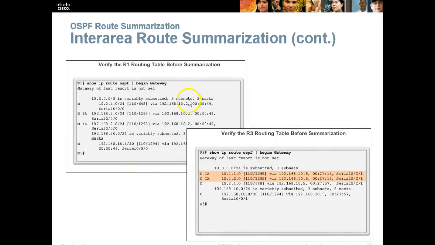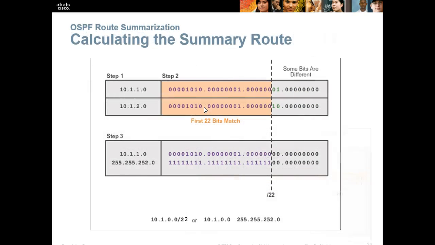And this is the example from the chapter. It's a little unclear as to just what's being summarized here, but inter-area we have 10.1.1.0 and 10.1.2.0, all of the networks that fit within that. Okay, but what does that look like? Well, here's an example of summarizing the two addresses.